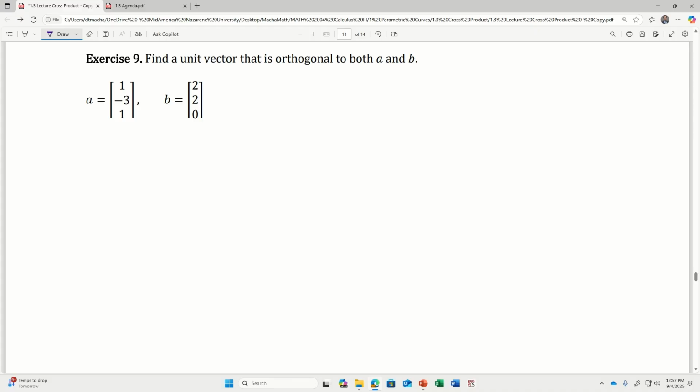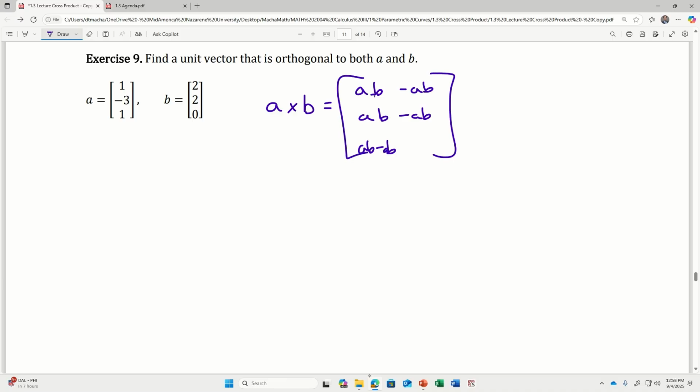Find a unit vector that's orthogonal to both a and b. How do I do this? I take the cross product. So if I want a vector that is orthogonal to a and b, I just have to take their cross product. That gets me that nice orthogonal vector I'm looking for. And so remember, this is a2 b3 minus a3 b2, a3 b1 minus a1 b3, a1 b2 minus a2 b1.